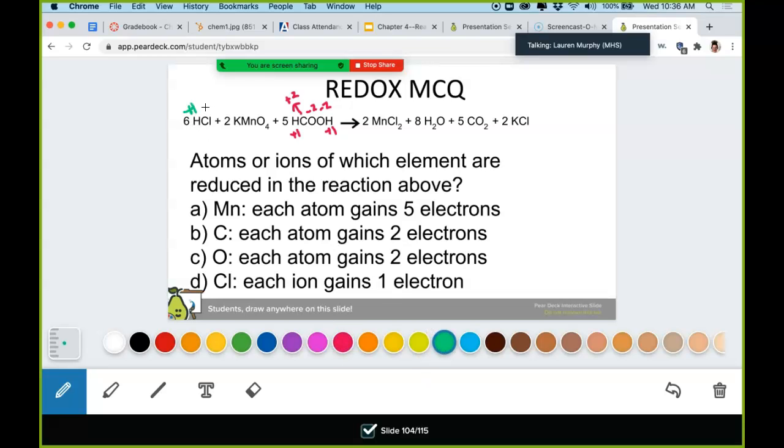Hydrogen, +1. Chloride, -1. Potassium, +1. +1. -1. +1. -2. -2. -2. +1.